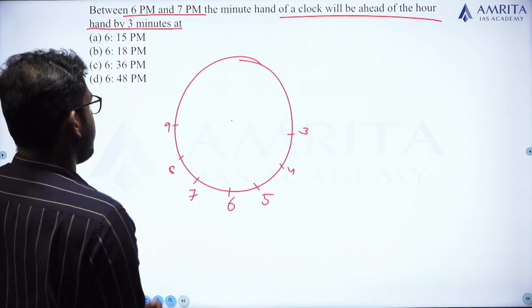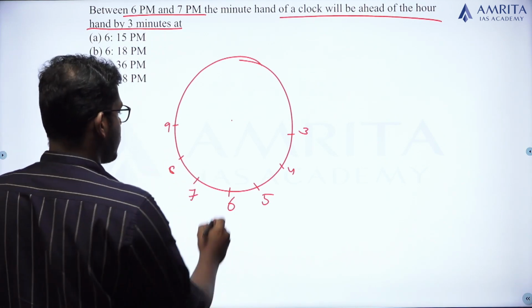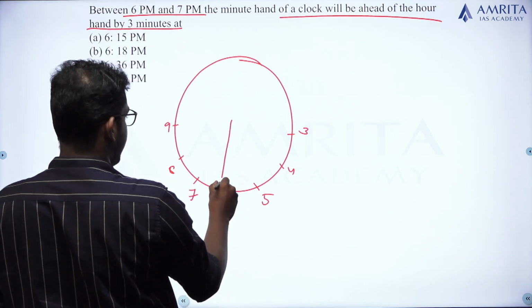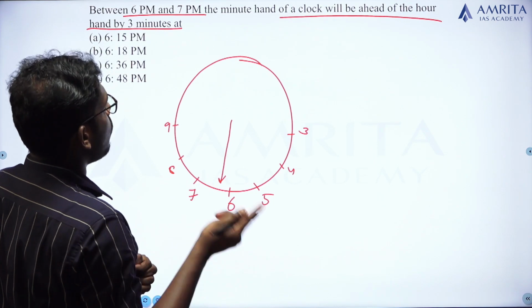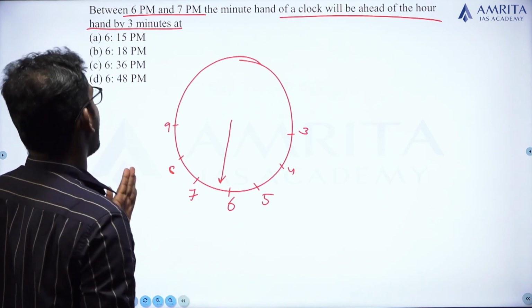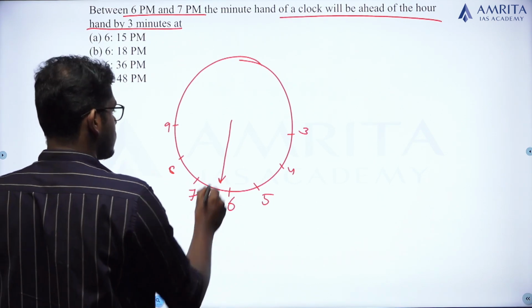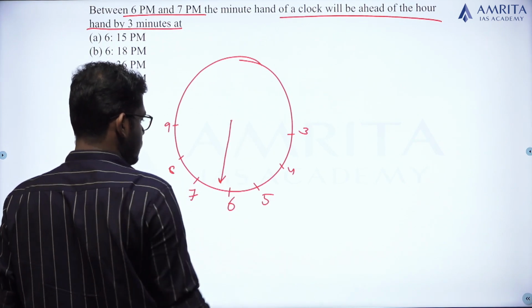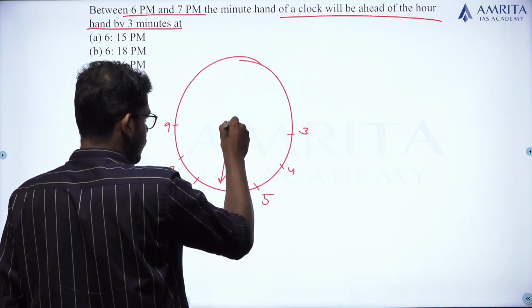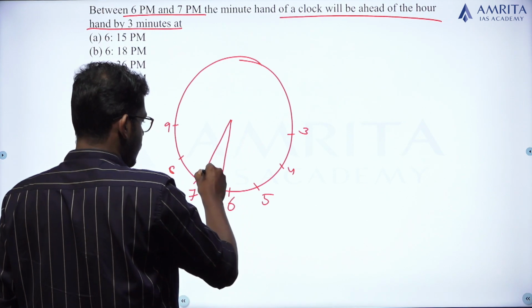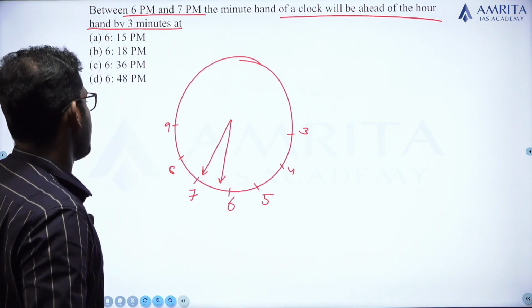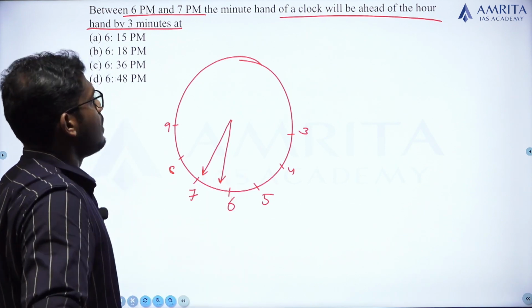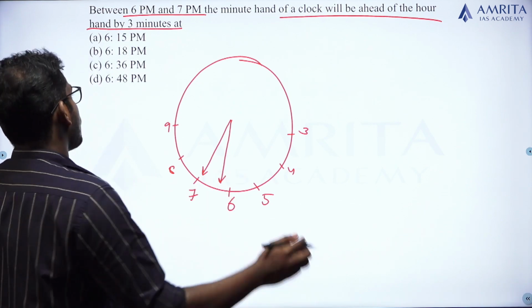Between 6 p.m. and 7 p.m. means the hour hand will be somewhere in between 6 and 7. The minute hand of a clock will be ahead of the hour hand by 3 minutes. So 3 minutes in the sense, let it be here. Clear? Okay. Or somewhere here. 3 minutes.